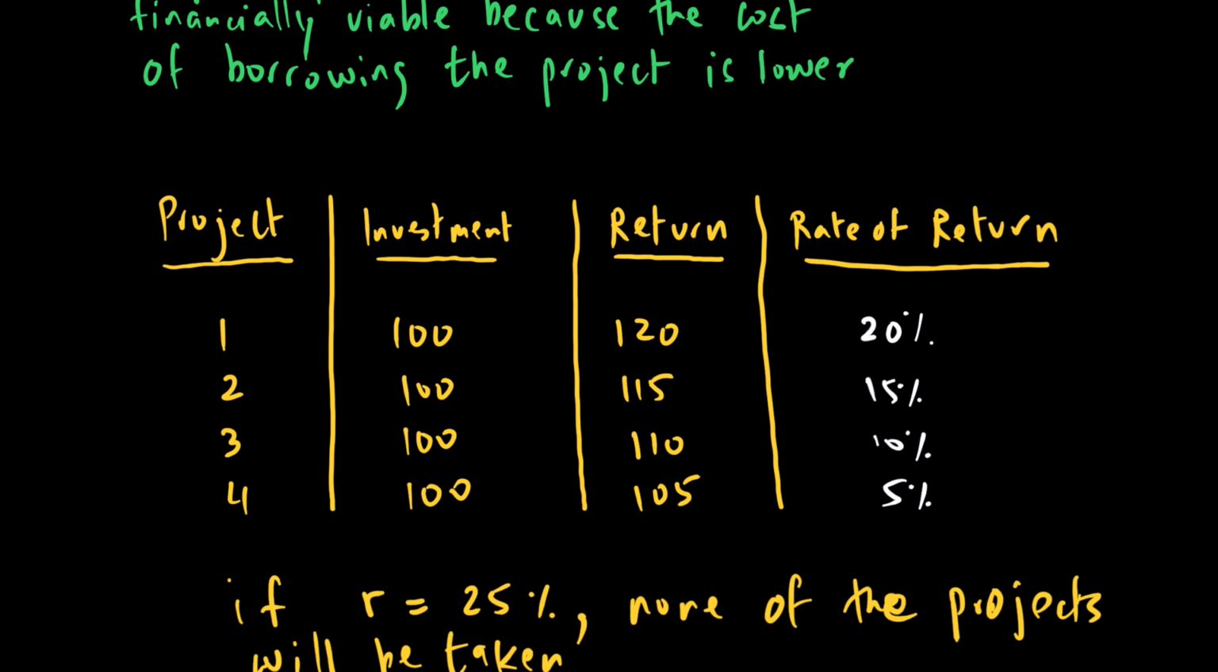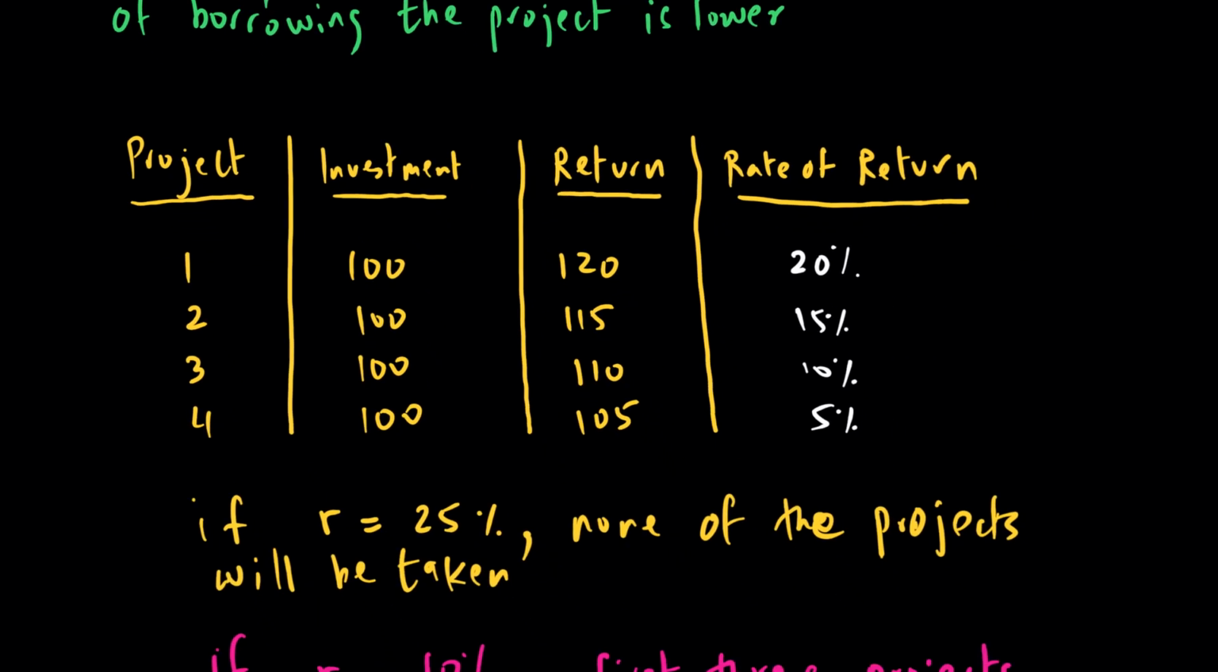Now, if these are the 4 projects the firm can invest in, and if the interest rate is 25%, which project will we invest in? And the answer is that since the interest rate is much more than the rate of return, we will not put any money in any project. So none of the projects will be taken, or none of the projects will be financially viable.